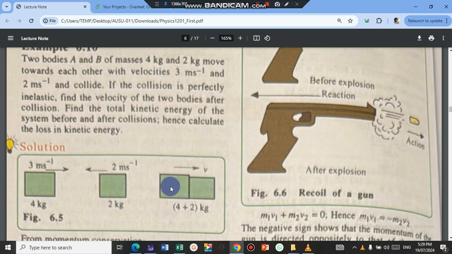Now, after the collision, they stack together, so you have to add their masses, 4 plus 2. The 4 you have here, the 2 you have here, this will be the total mass, and then since they are together, the velocity is a common velocity. This should be our u1, this is our u2, this is our m1, this is our m2.